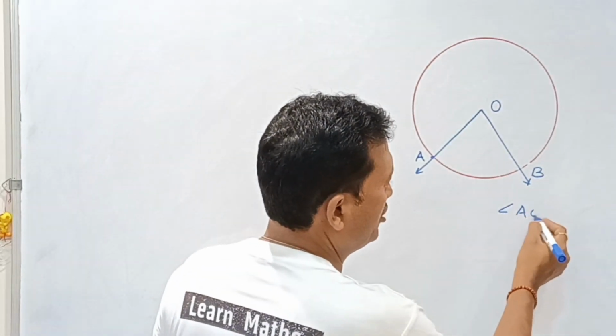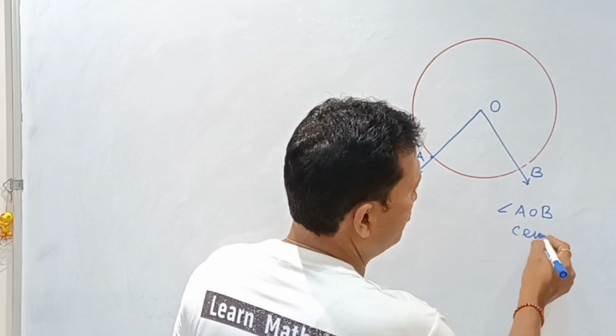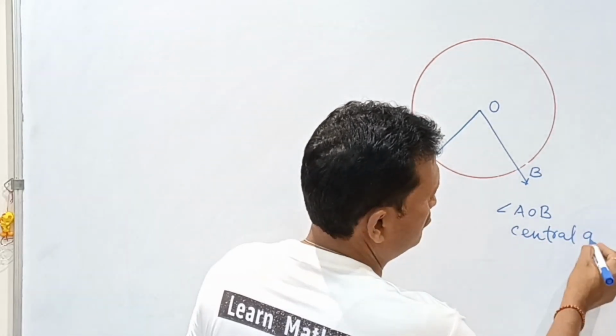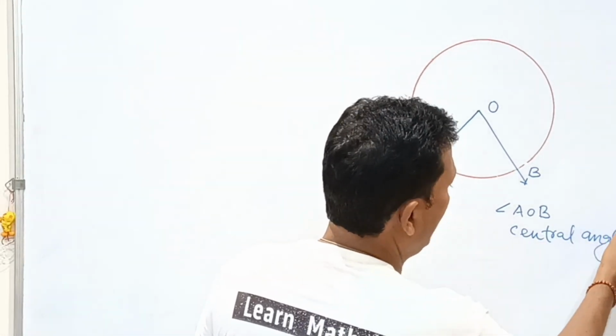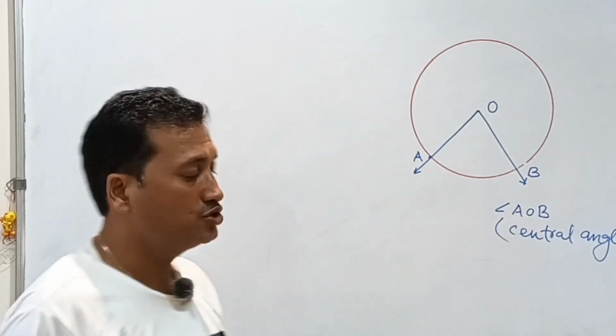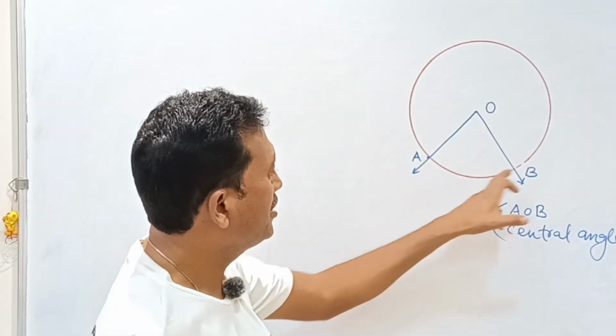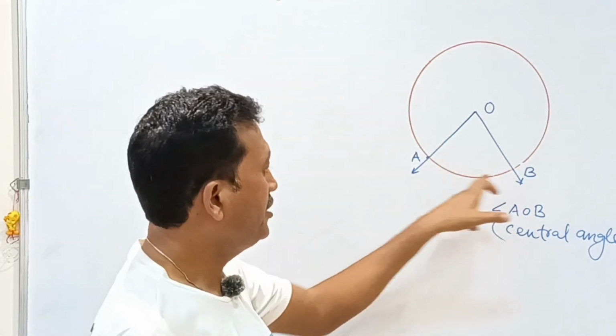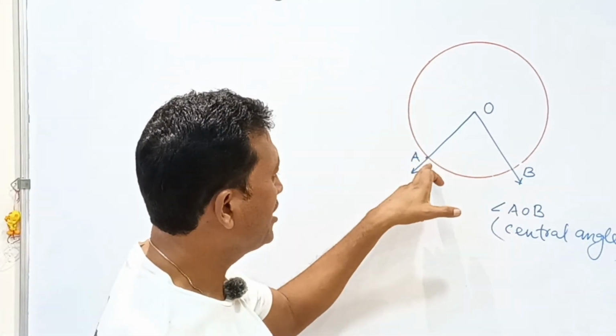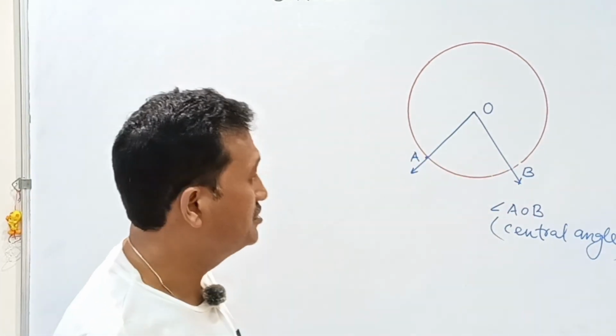Angle AOB is the central angle. It is the angle at the center, so it is called as central angle. So it is the angle formed by arc AB. Arc AB subtends angle AOB at the center.